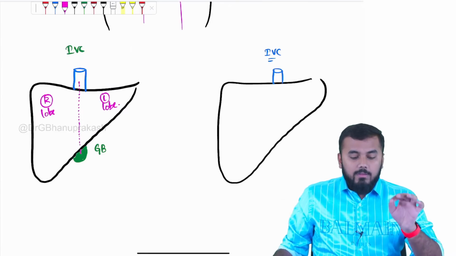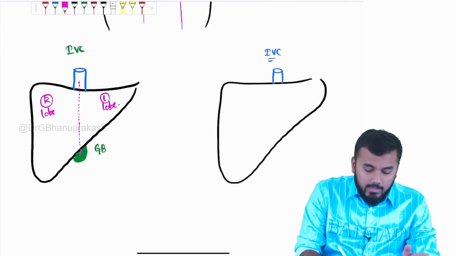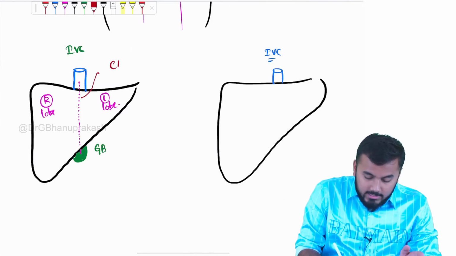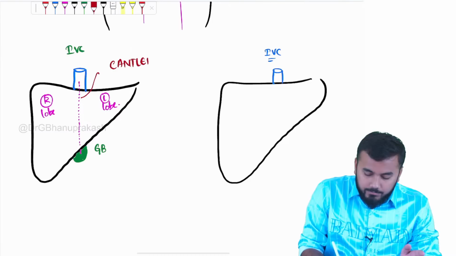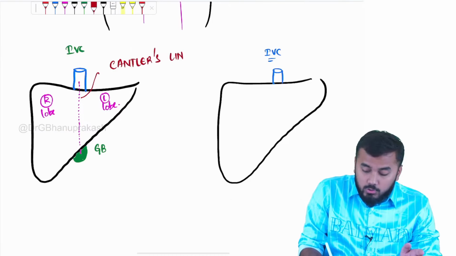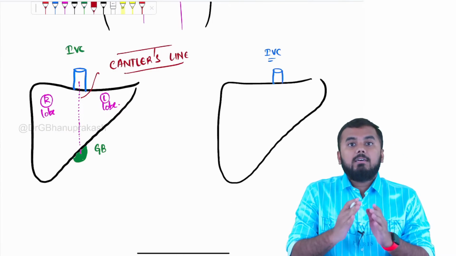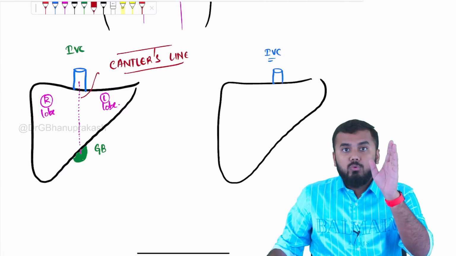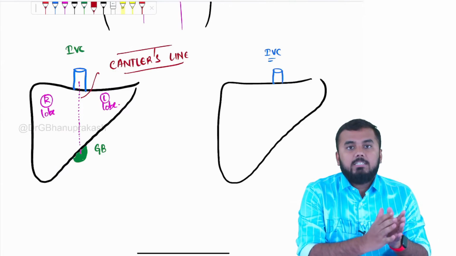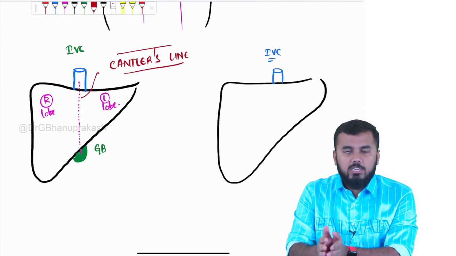Okay. Now this line which I have drawn here is called as Cantlie's line. So in this way, I am dividing the liver surgically into two parts. One is called as the right surgical lobe, another one is called as the left surgical lobe.